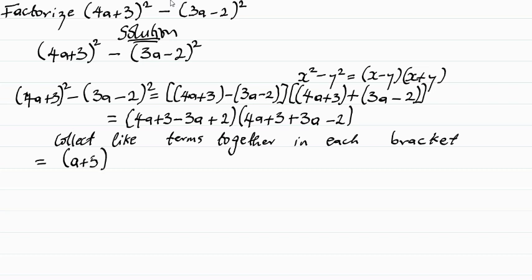Bracket close. We open another bracket. 4a plus 3a will give us 7a. Plus 3 minus 2 will give us minus 1. Bracket close. Hence we have our answer as (a + 5)(7a − 1).